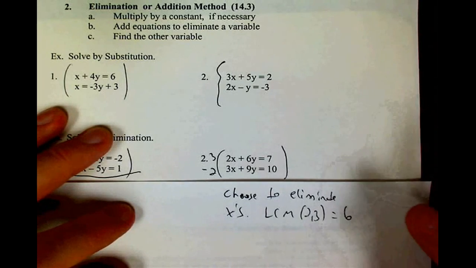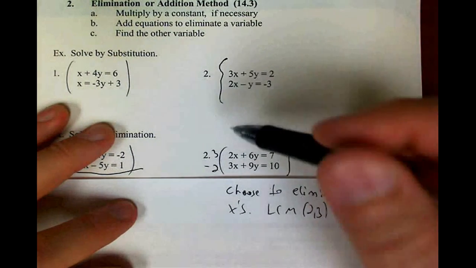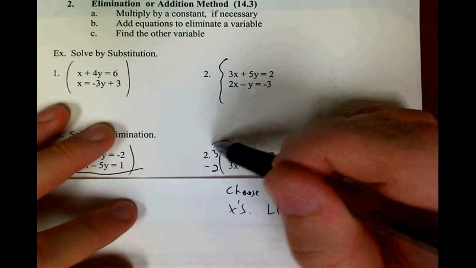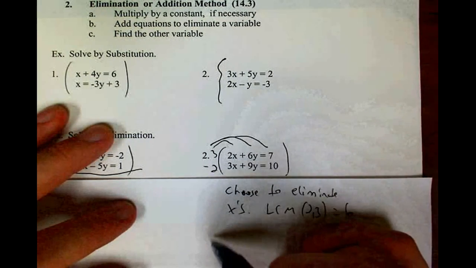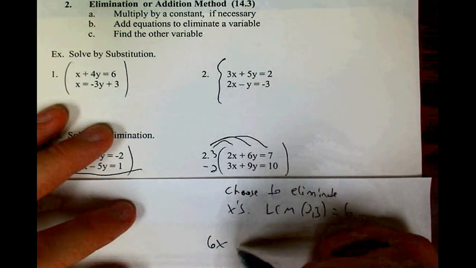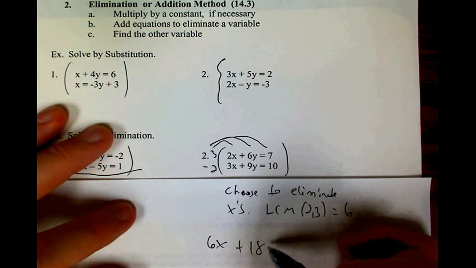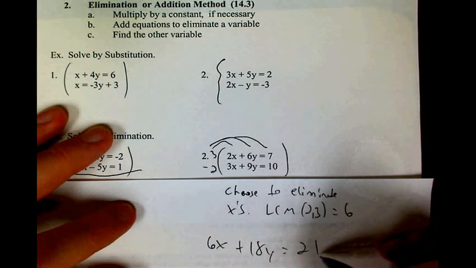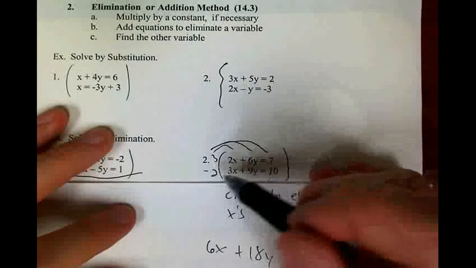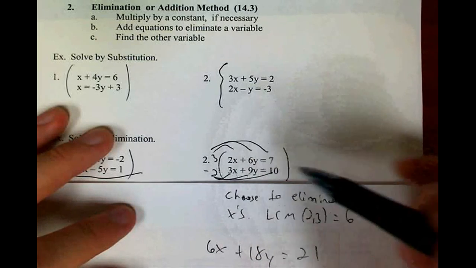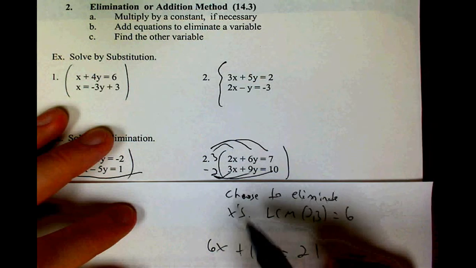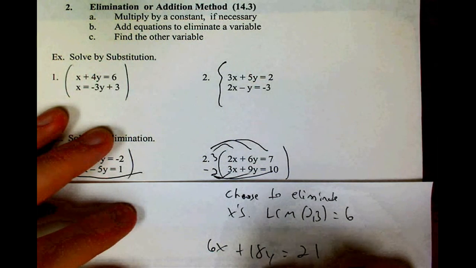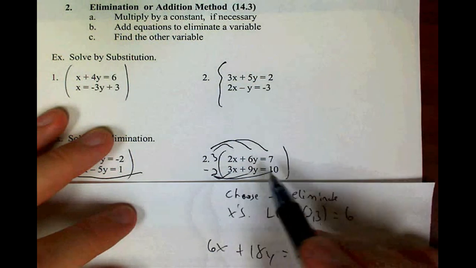So when I say multiply by 3, we're going to multiply everything in the equation by 3. 3 times 2x is 6x. 3 times 6y is 18y. 3 times 7 is 21. We're going to multiply each one of these terms by negative 2. Negative 2 times 3x is negative 6x. Negative 2 times 9y is negative 18y. And negative 2 times 10 is negative 20.